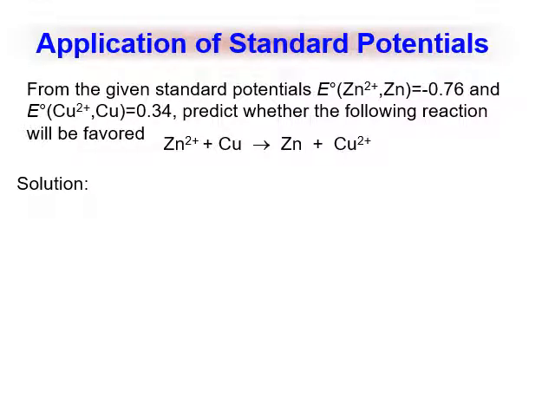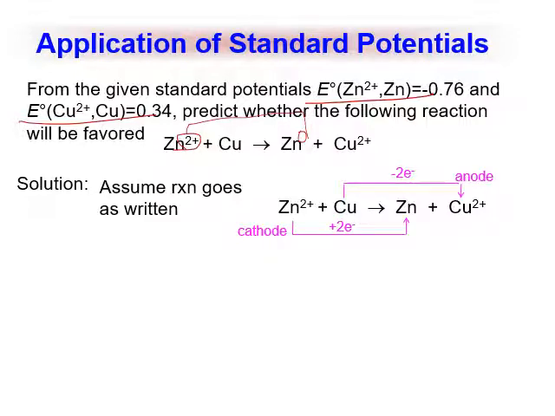Sample question. From the given standard potentials, you have two of them, predict whether the following reaction will be favored. In this equation, zinc 2 plus becomes zinc 0. So the zinc 2 plus gains electrons. It's a reduction reaction, and a reduction reaction is a cathode. If the reaction is as written, then zinc 2 plus to zinc is the cathode, and the copper loses electrons to form copper 2 plus. That's an oxidation reaction. Oxidation reaction is the anode.